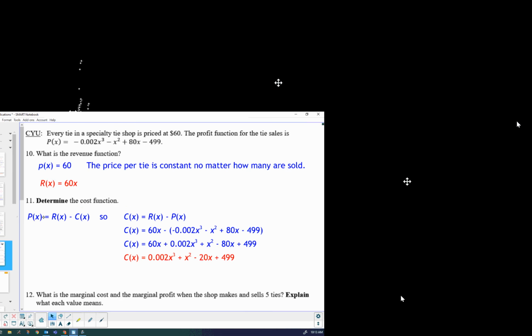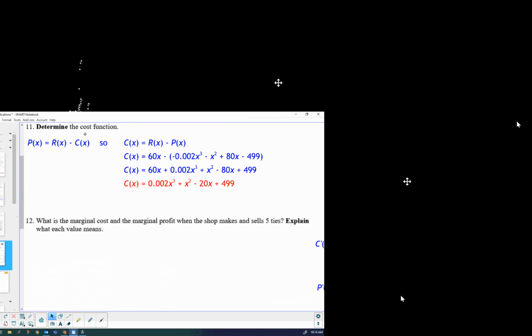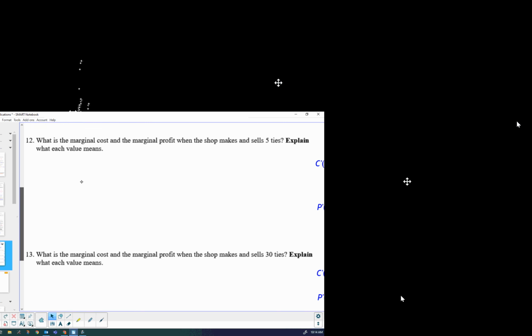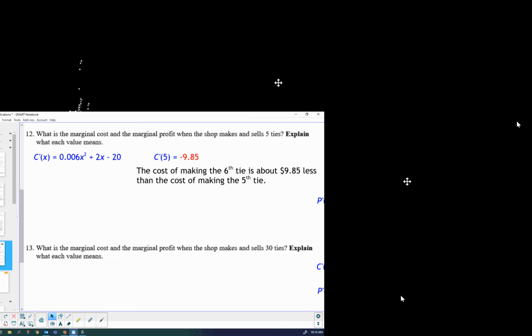All right, back to this page. Uppercase P is profit, lowercase p is price. Price per unit. We want to know the marginal cost and the marginal profit. And the shop makes and sells 5 ties. There we go. There's my marginal cost.